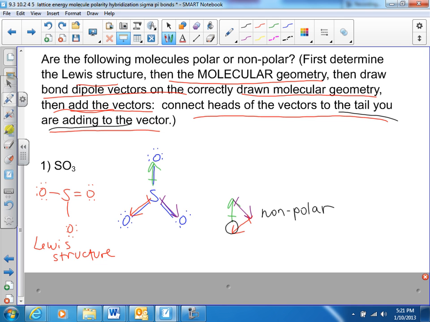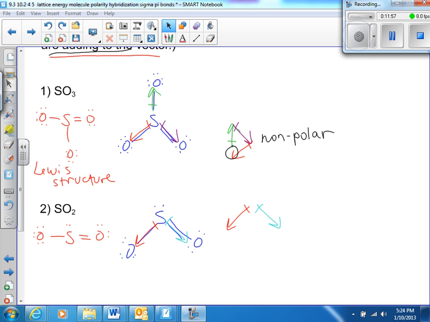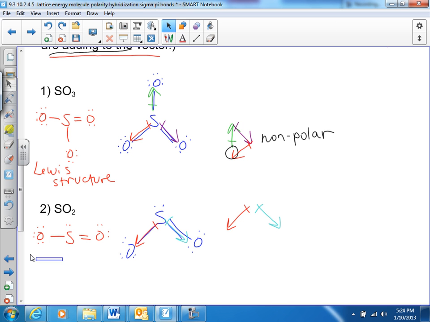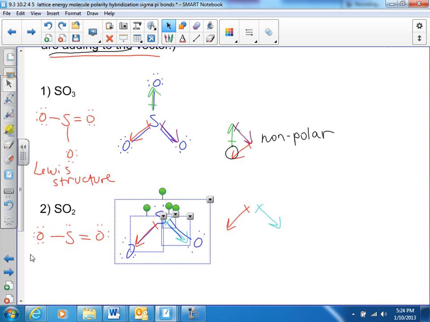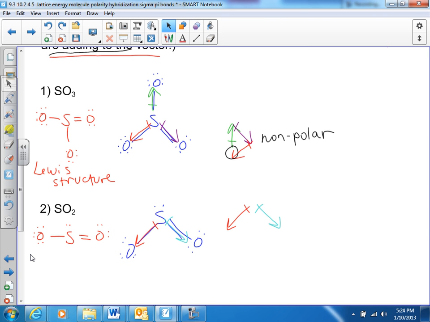Now we're going to do another one. All right, so first you draw the Lewis structure, done right here. There you have it, Lewis structure. Then you draw your structure in the correct geometry.